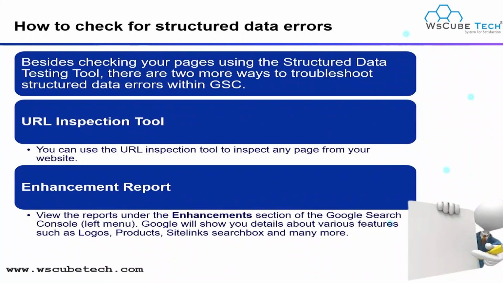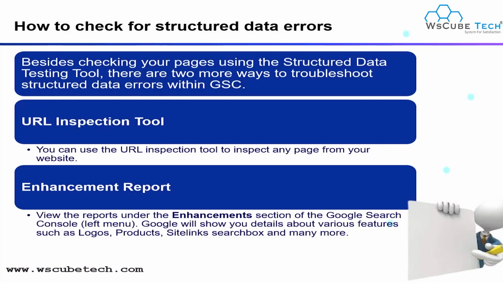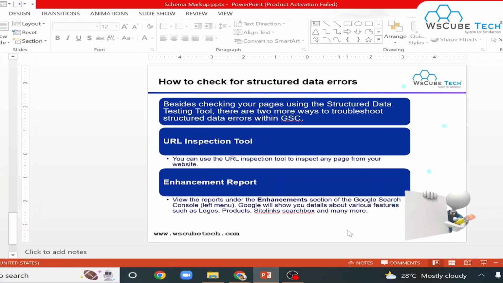Now, how to check? For this, we simply visit the tool known as the Structured Data Testing Tool. And we have two ways to troubleshoot structured data errors with the Google Search Console. The URL inspection tool is one way. The other is the Enhancement report: view the report under the Enhancement section of the Google Search Console, and Google will show you details about various features such as your logo, product, sitemap, sitelinks, search box, and many more. The second way is to simply take help of the structured data testing tool. Let me explain how you can do that.